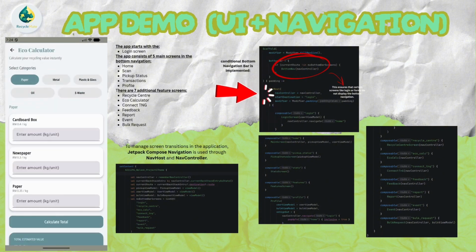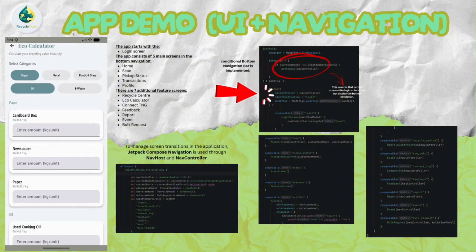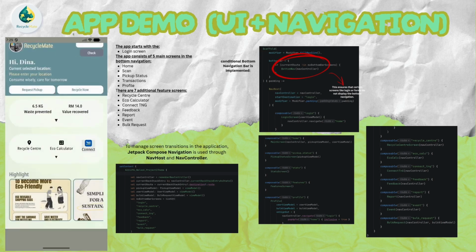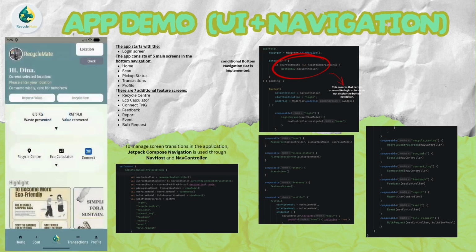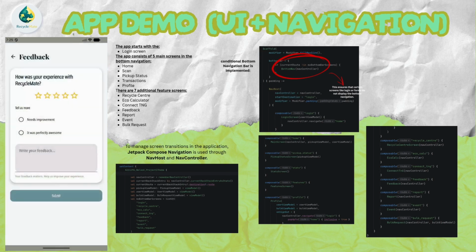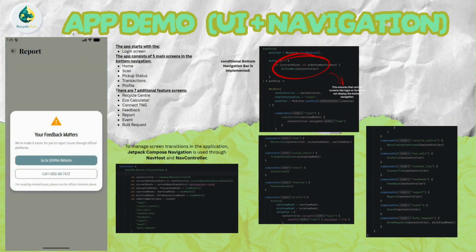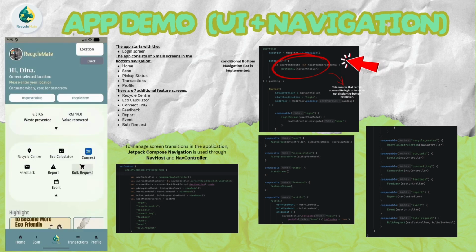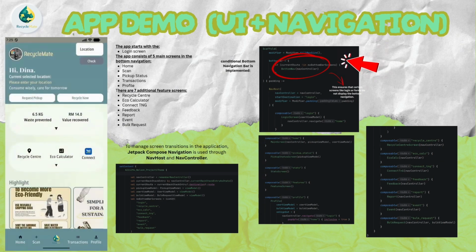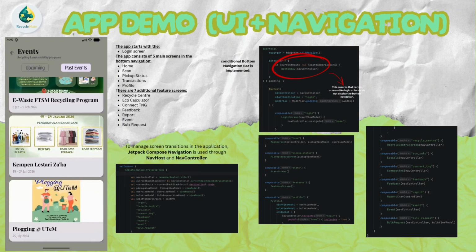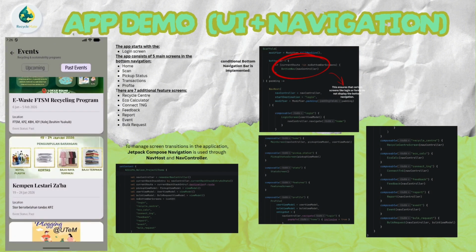For example, I define a NavController and set the start destination to the login screen. Then each screen is connected using routes like login, home, and profile. When the user logs in, the app navigates to the home screen using navController.navigate home. For logout, I use popUpTo to clear the back stack so the user cannot return to the previous screen. I also implement a conditional bottom navigation bar where it will only appear on selected screens like home and profile, and will be hidden on screens such as login or features page.